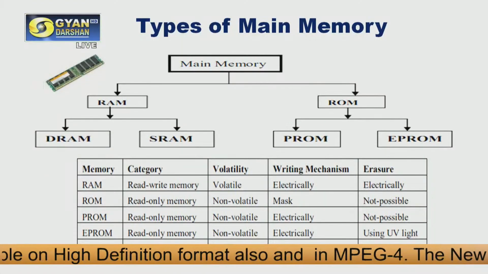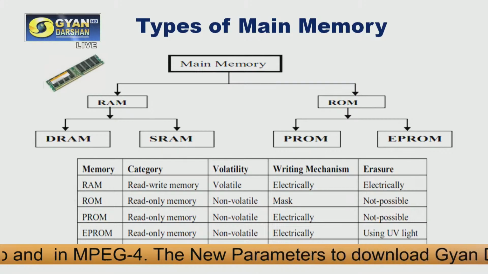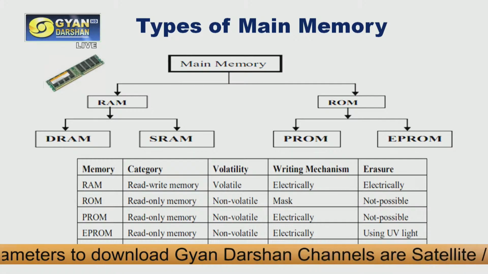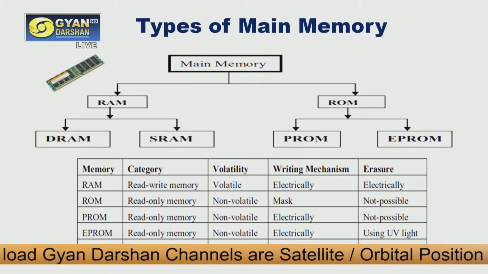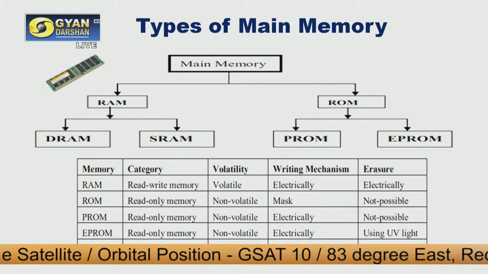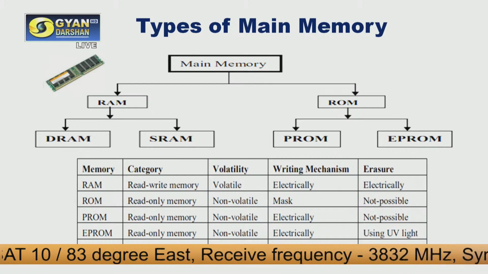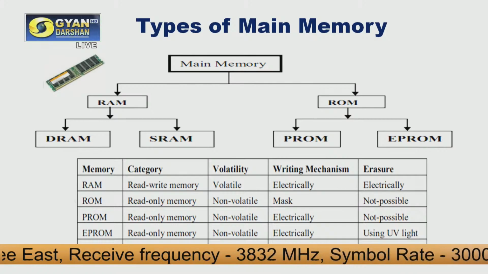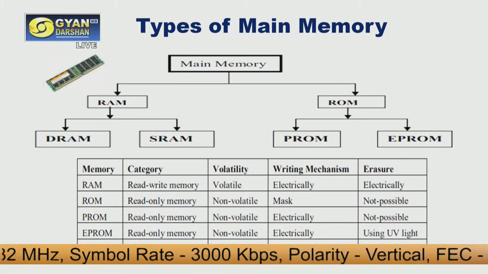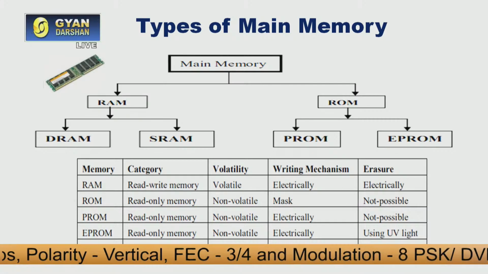So this is the classification map of the entire main memory mechanism which we have learned so far. The main memory is classified into random access memory and read-only memory. We learned that random access memory is volatile in nature and read-only memory is non-volatile in nature. RAM is further classified into DRAM and SRAM, dynamic random access memory and static random access memory. And ROM is classified into PROM, EPROM, EEPROM and so on: programmable read-only memory, electrically programmable read-only memory.